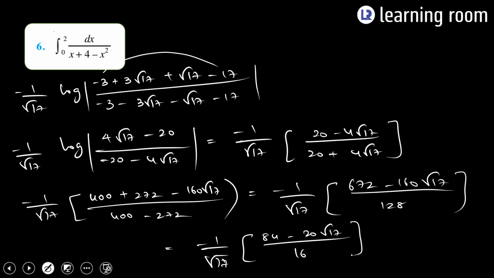So 21 minus 5 root 17. So there is a log, by the way, in convergence, log. So minus 1 divided by root 17 into log of, how much is it? 21 minus 5 root 17 divided by 2. This is the answer. Minus is there, this is there, minus 1. This problem is actually simple, only the rationalizing is the issue.